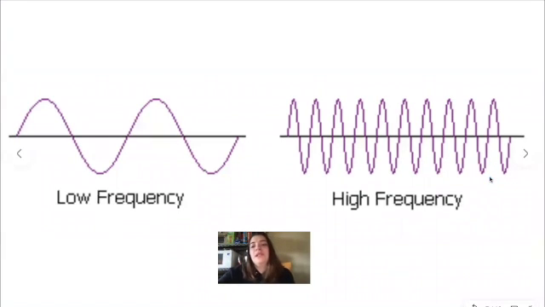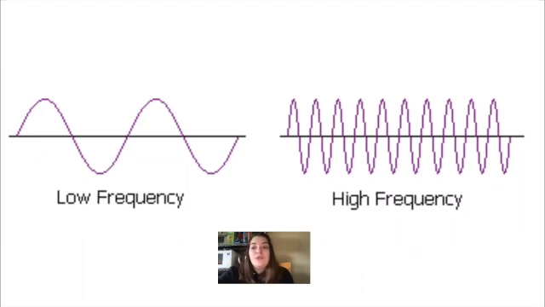Now on our screen, we see two more graphs, and we see low frequency or high frequency. And again, there are two main properties to a regular vibration. We just went over the amplitude part, so now we're going over the frequency, which affects the way that it sounds. So frequency is the speed of the vibration, and this determines the pitch of the sound.